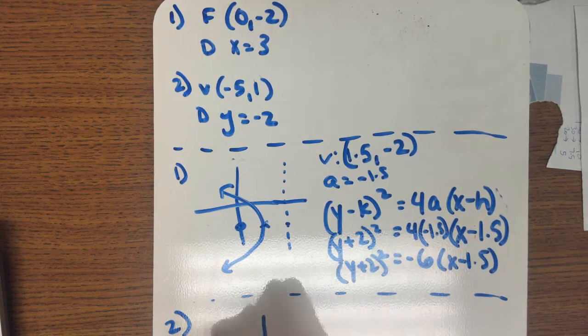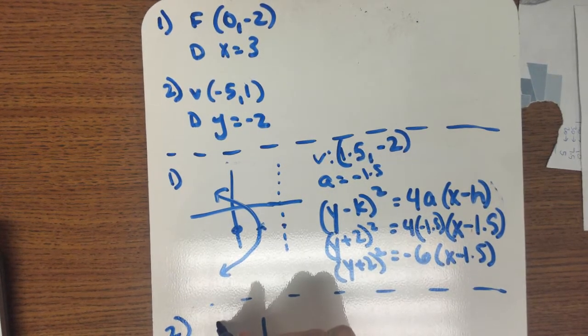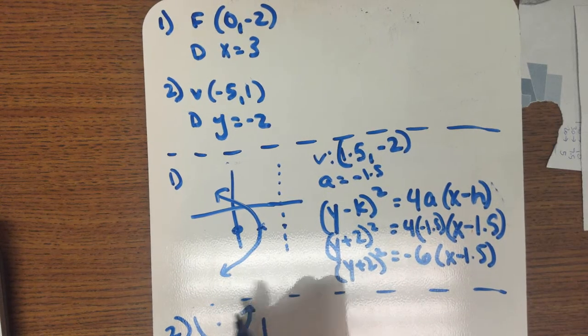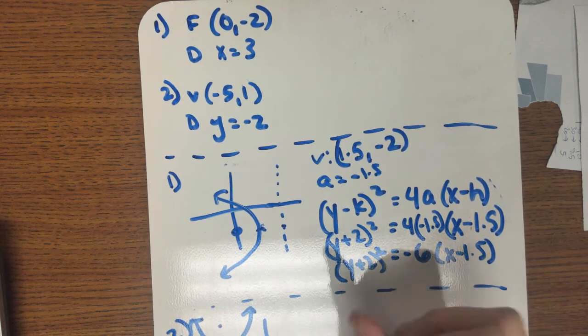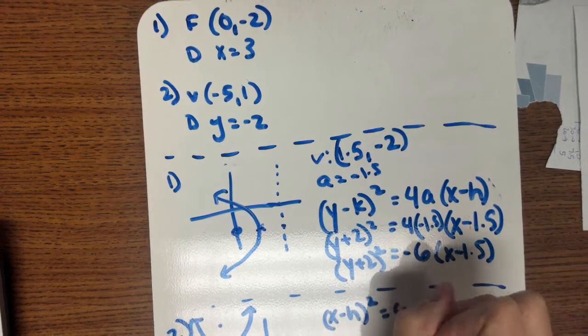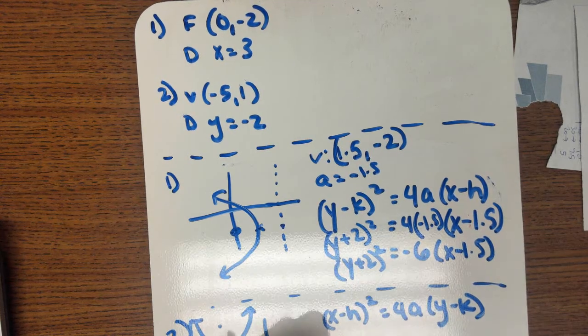Number 2 gives me a vertex at (-5, 1) and a directrix at y equals -2. So I know that my focus is going to be somewhere up there, which I don't really need for this problem. I've got my vertical parabola, so it's going to follow that (x minus h) squared. I know a is going to be positive, times (y minus k).